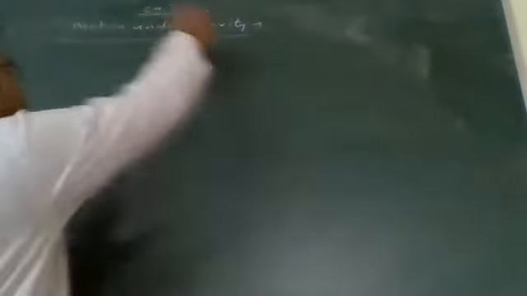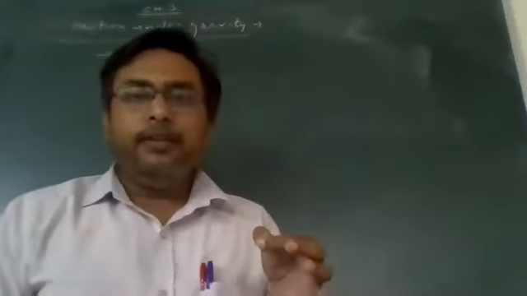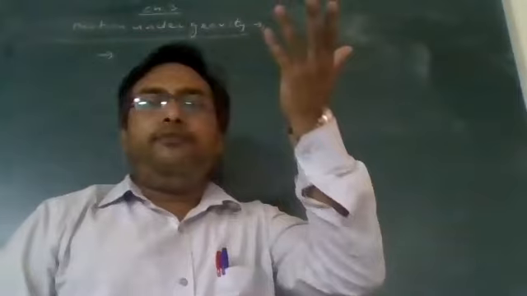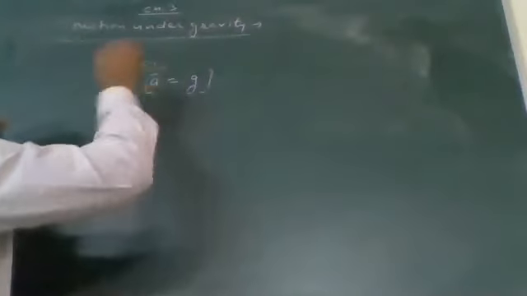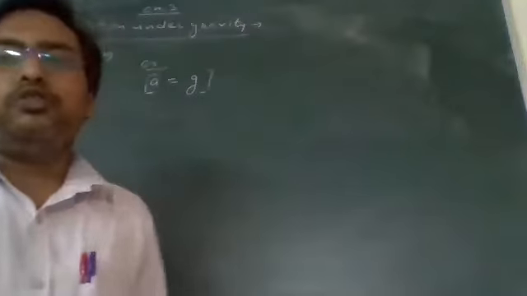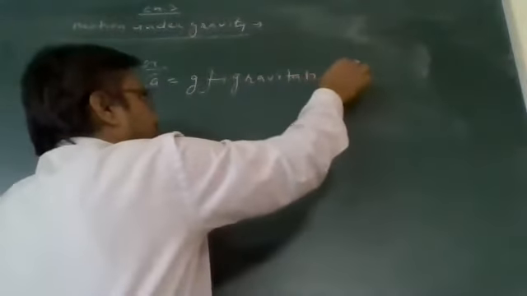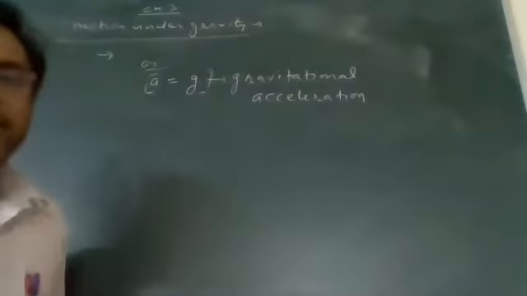Our topic is motion under gravity. What is motion under gravity? When an object is freely falling, or any object is thrown vertically upwards, then we consider acceleration equals small g, and this small g is gravitational acceleration.